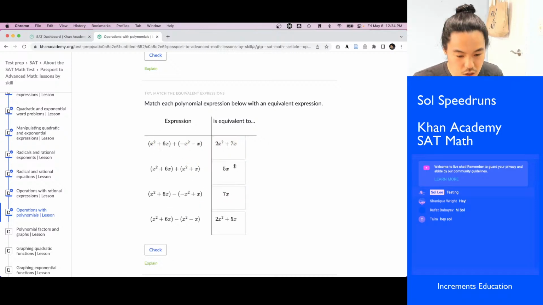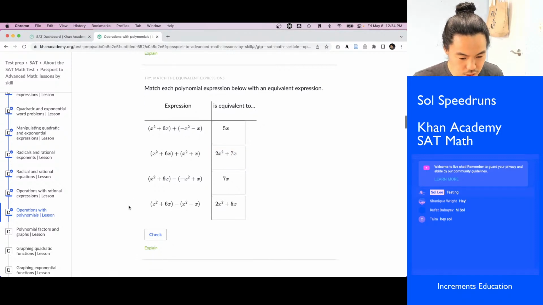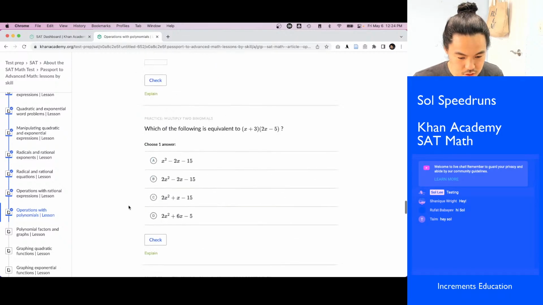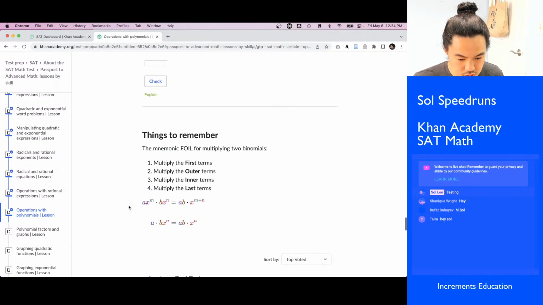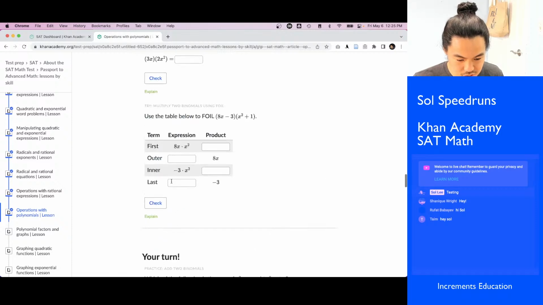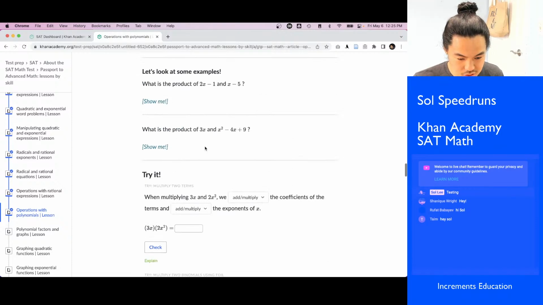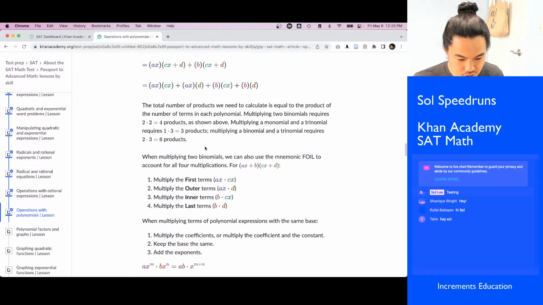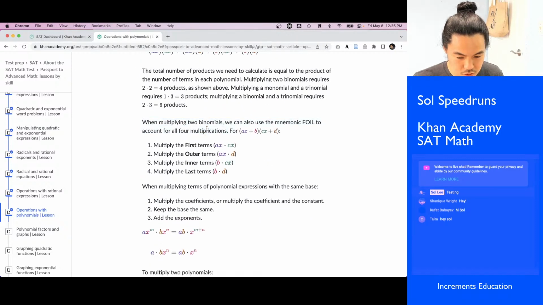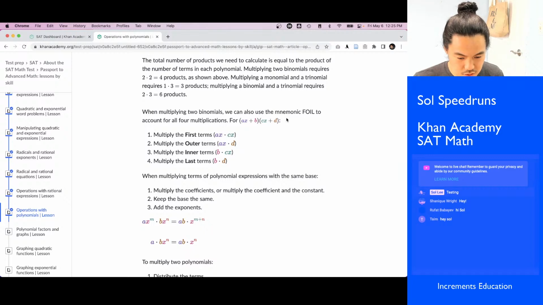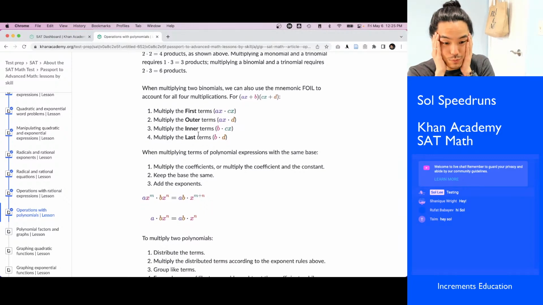Oh, I see. Hang on, so this is x squared minus x squared, so that's 0. And then this is x, this is 5x. Okay, hang on, this is too easy. I don't need this. Multiply the outer? What is FOIL? Do I need this? Two binomials. Oh my god, FOIL. Oh, that's what that is.